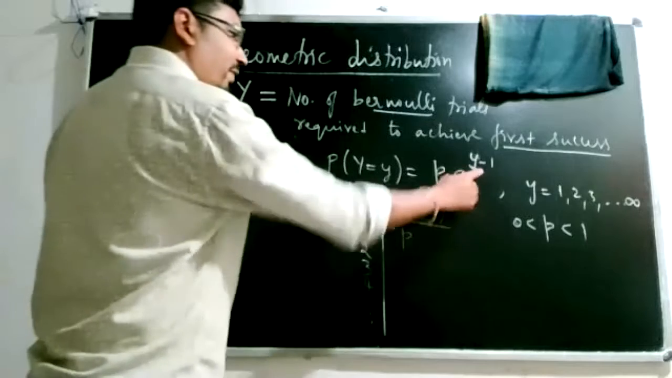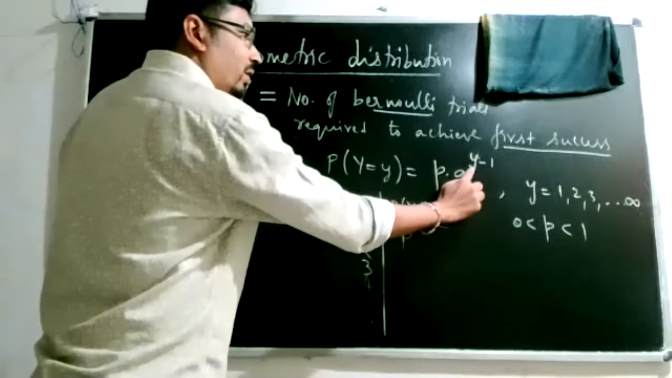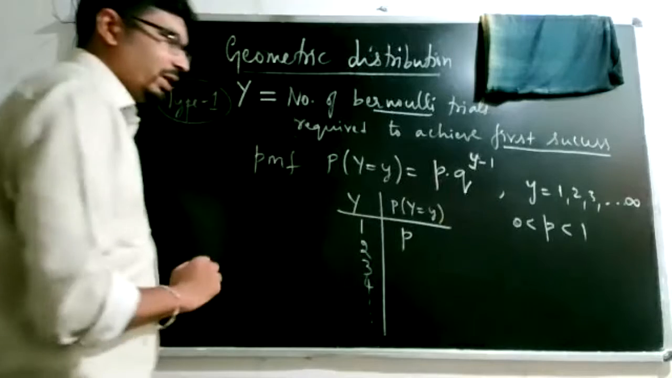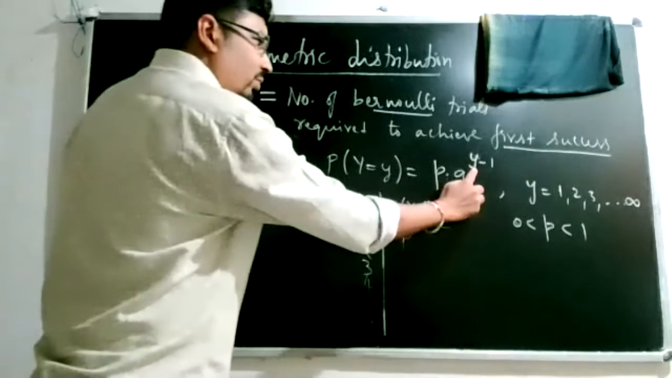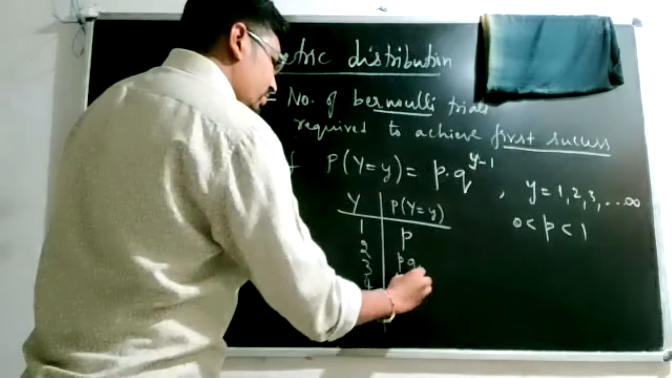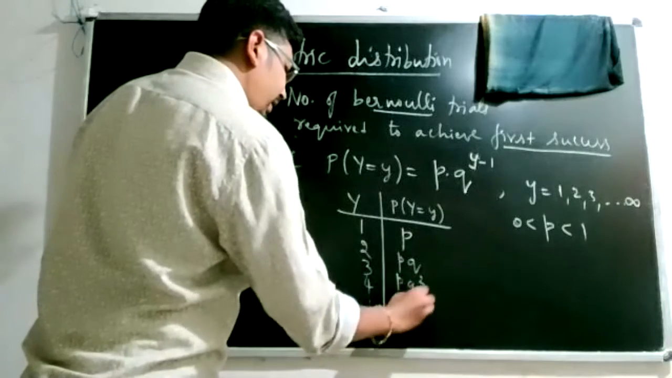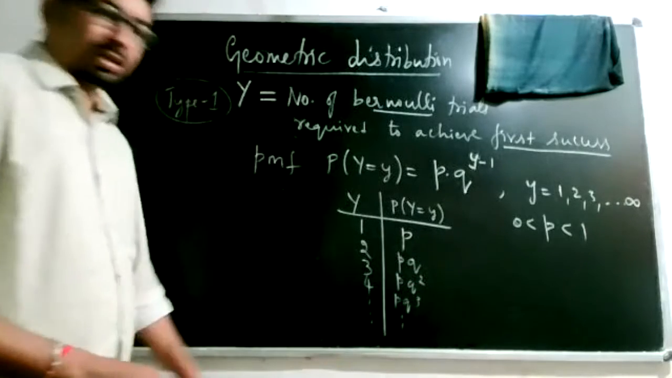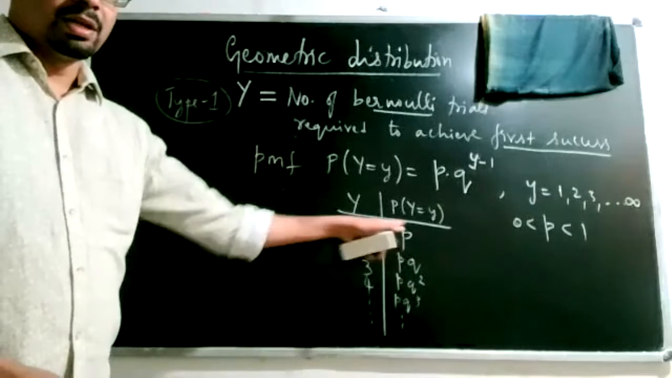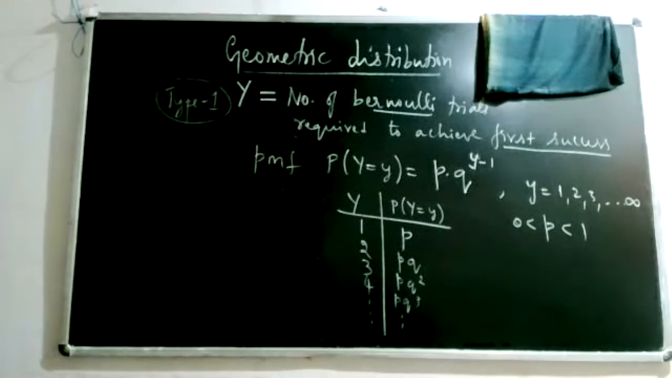You can easily verify that. Put y is equal to 1. You get 1 minus 1 equals 0. q power 0 is 1. So you just get p. And if you put y is equal to 2, you get 2 minus 1, so it is pq. Then pq square, and so on. So these are the probabilities. Now, can you tell me out of these probabilities, which is the maximum probability?